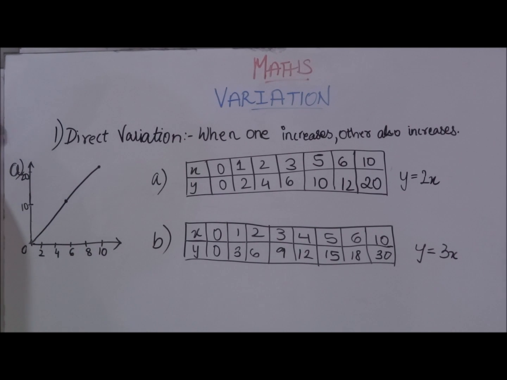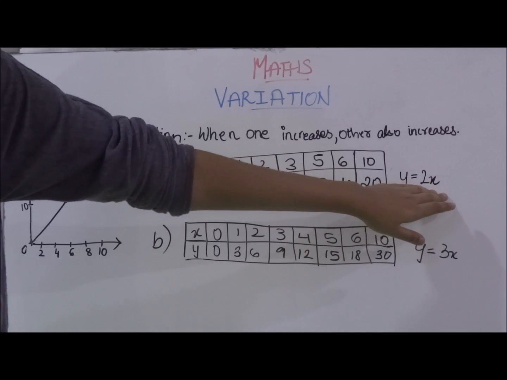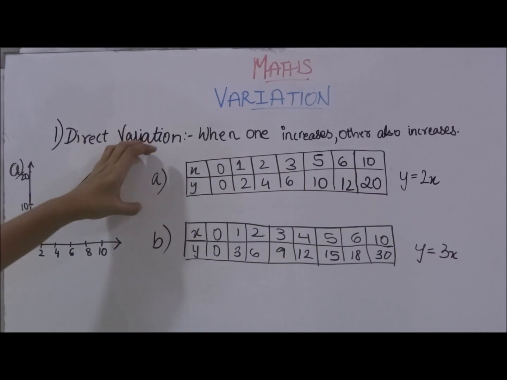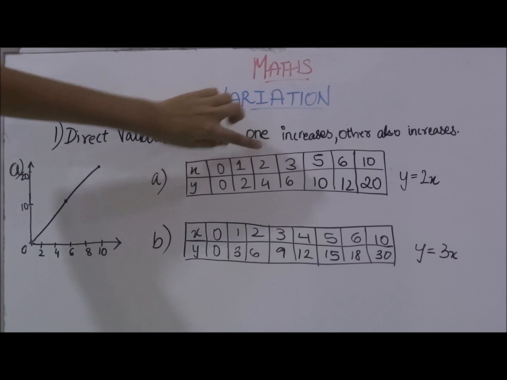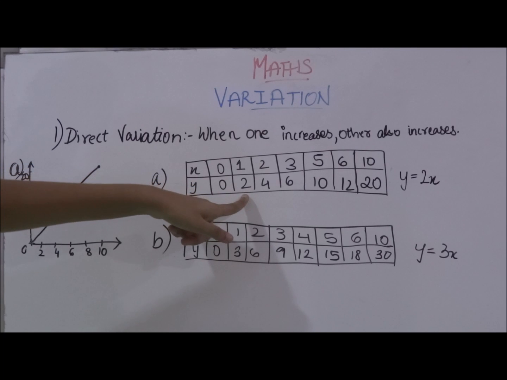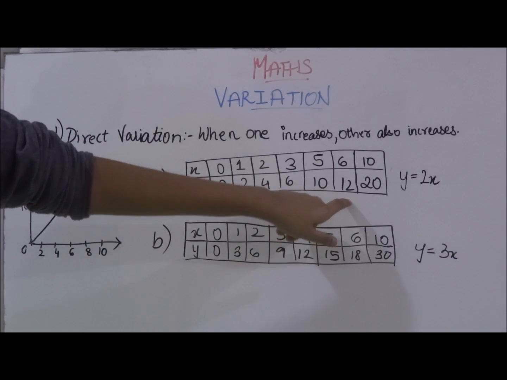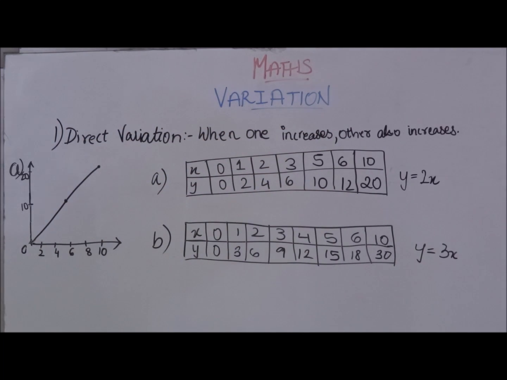Direct variation means when one quantity increases, the other also increases. Let's take this example, y is equal to 2x. If we increase the value of x, the value of y will also increase. This is a table to show its results. For example, when x is, suppose, 1, then y's value is 2. But when x's value is 6, then y's value is 12. This means that when x increases, y also increases.